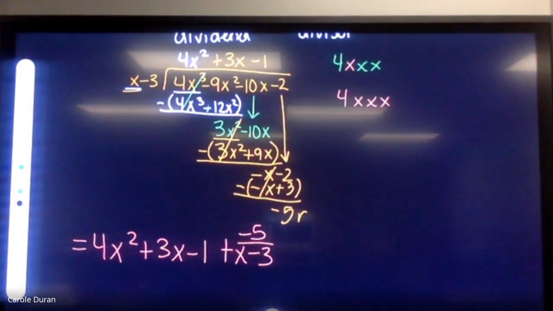You're not dropping out. I said I don't understand what they're dropping down. It's just like when we did long division with numbers. Whatever was left, we dropped down the next term, so we'd have two terms to bring down.